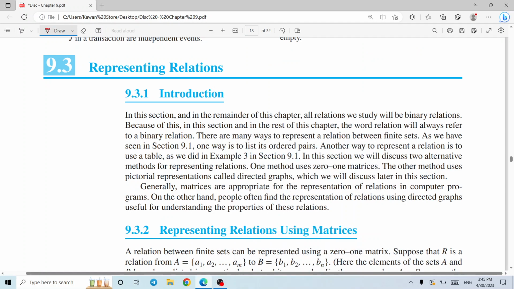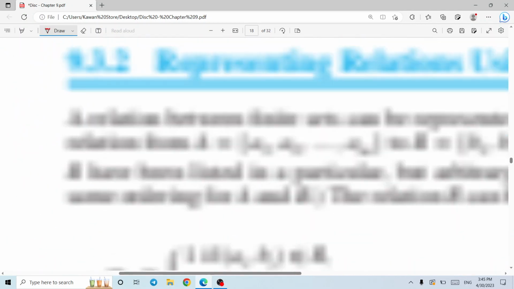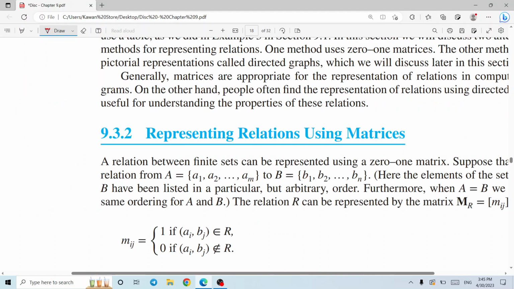Now we have representing relations. What do you think about representing relations? What's in your mind? Representing by what? By matrix. So you have matrix representation. We are going to talk about matrix again.